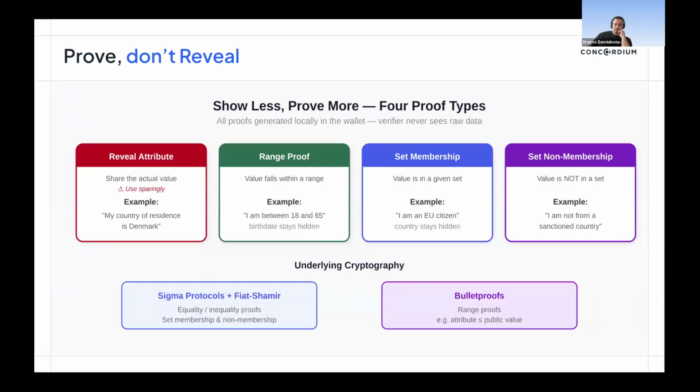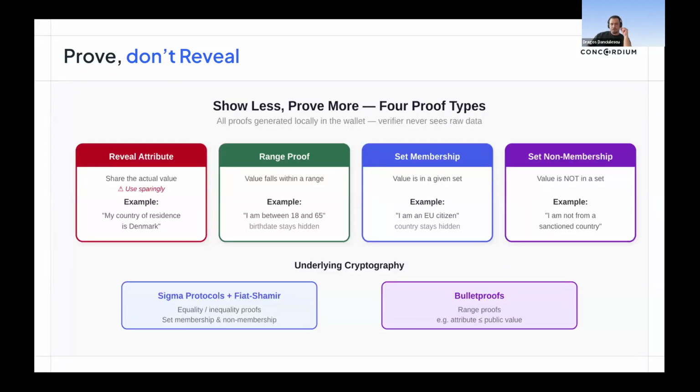Now, let's discuss the 4 types of proofs, just for an overview, that are available with Concordium. The whole idea is to prove, not to reveal, any information. So you're showing less of your data while proving everything that you need to prove.